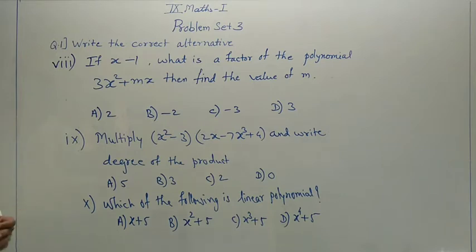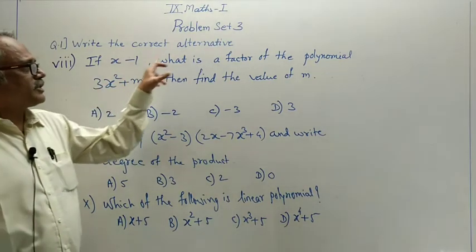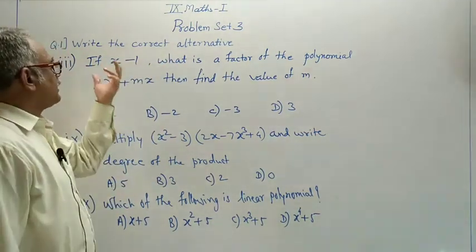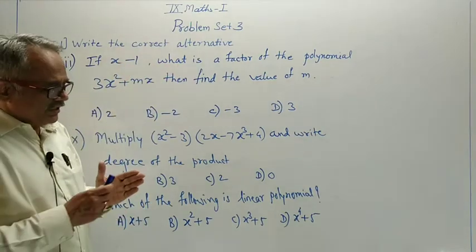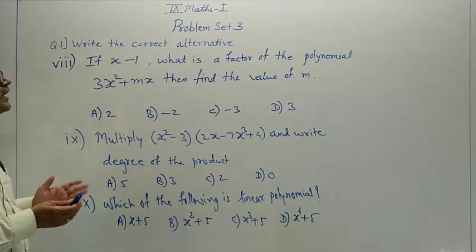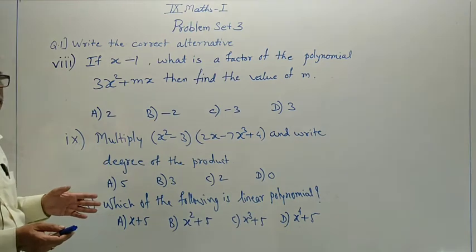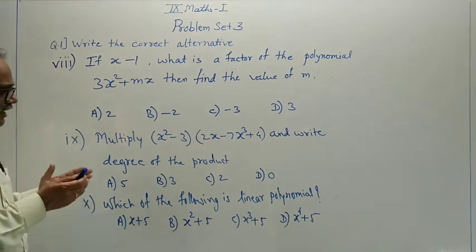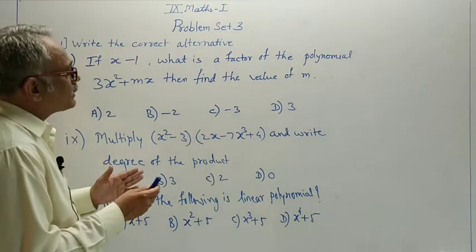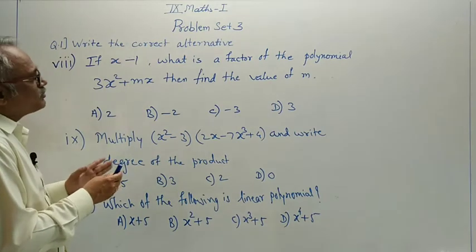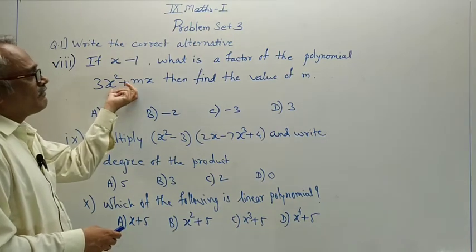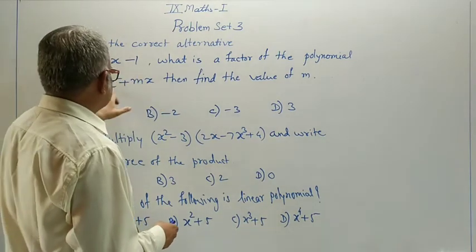Pay attention. If x minus 1 is a factor of the polynomial, find m. In this wording only, many students make mistakes. The language used tells us that x minus 1 is a factor; instead of saying x minus 1 is a factor, they are saying that x minus 1 is such that it is a factor. In that way it is written. So x minus 1 is a factor of this. Find the value of m.